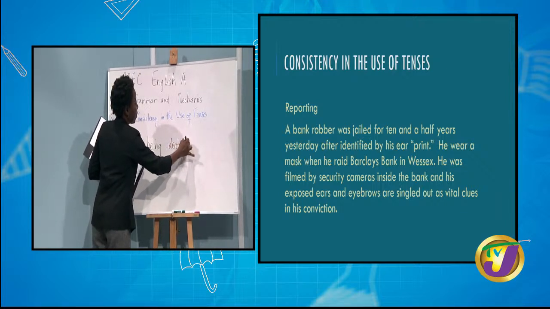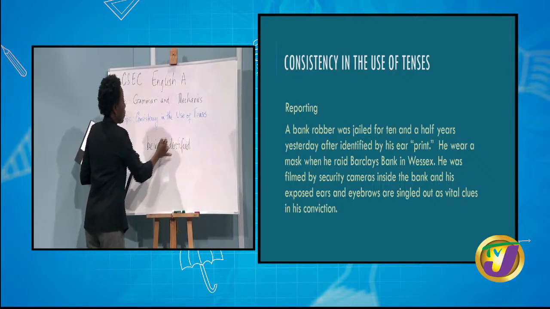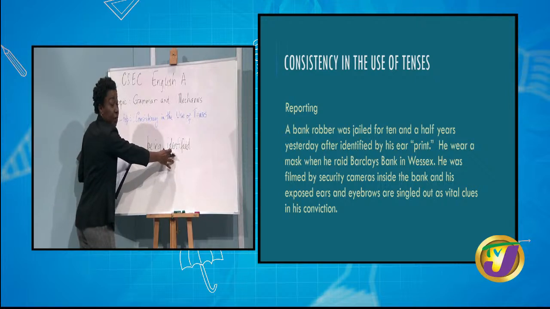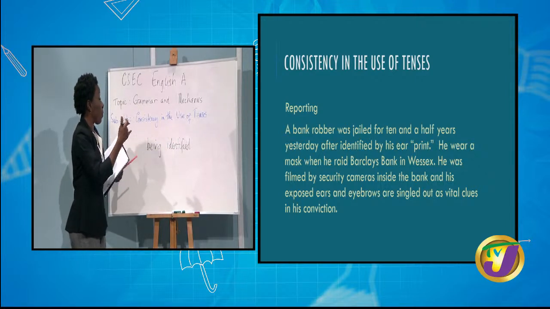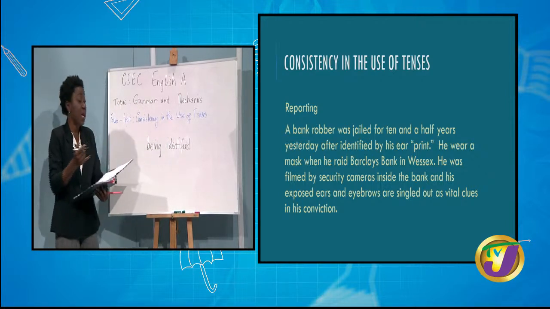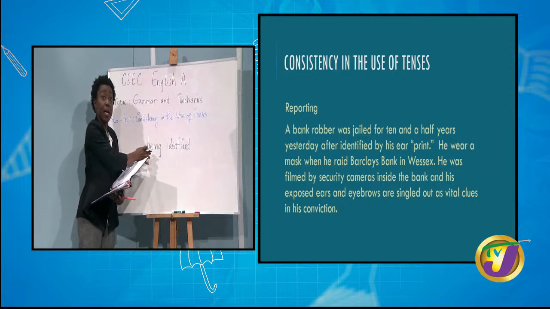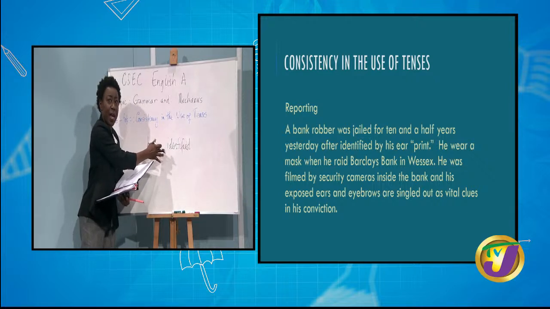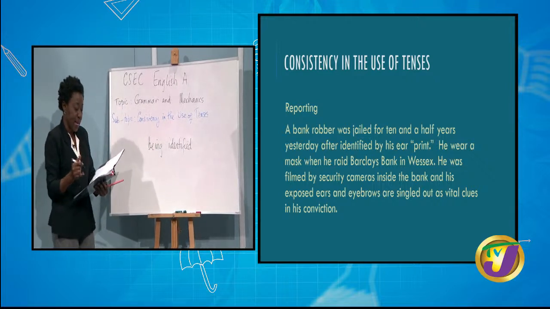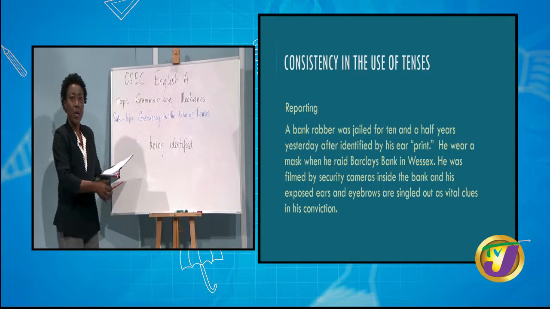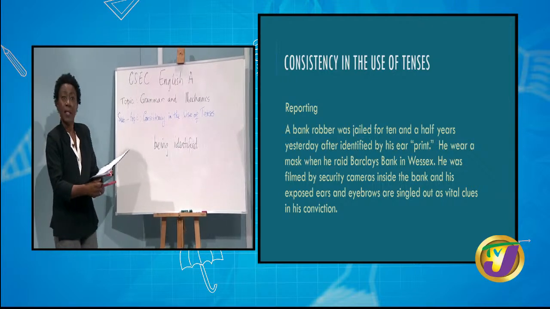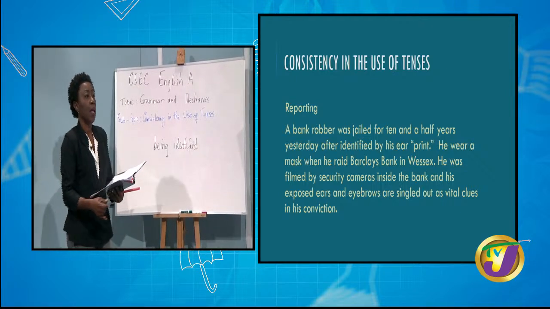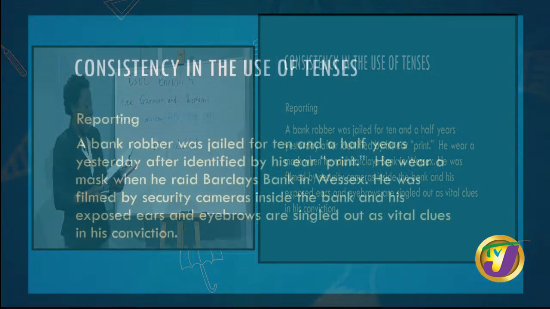Identified. Okay? Because the identification itself is a process. Okay? Being, existence, present participle form of to be, being, and then the action is the identifying part. Okay, so being identified by his ear print. The next sentence now. He wear a mask.